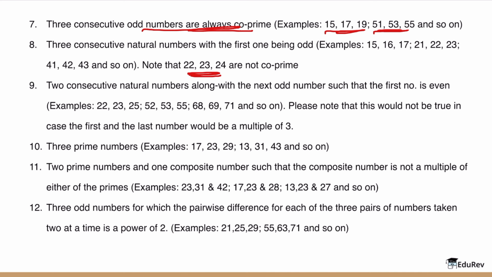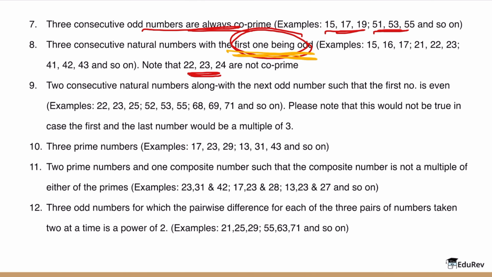Okay, what they are basically saying is that 3 consecutive natural numbers with the first one being odd, like 15, 16, 17, 21, 22, 23. So what are these? These are your coprime numbers. You can note that 22, 23, 24 are not coprime. Why? Because the first number taken is not odd. So this property is not fulfilled, so that's why they are not your coprime numbers.